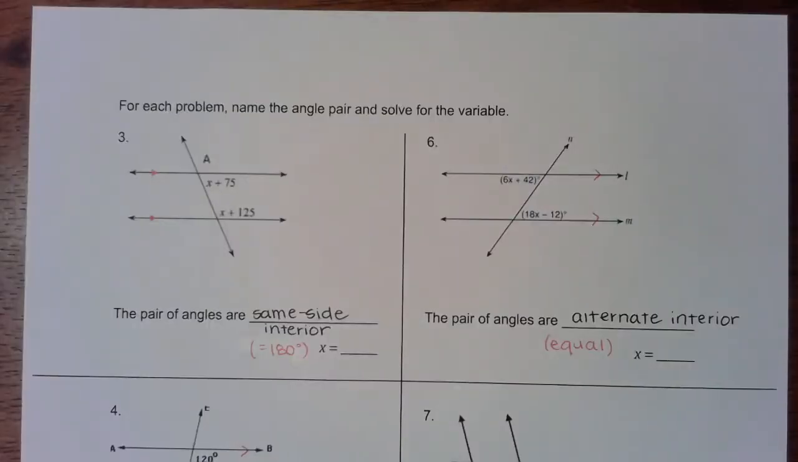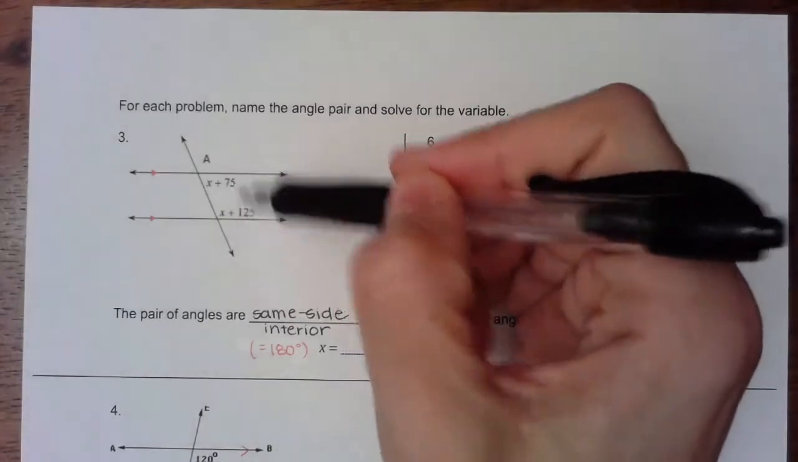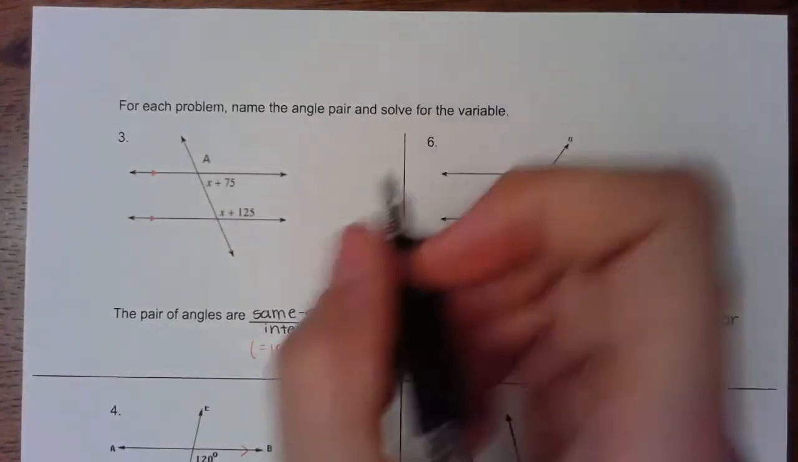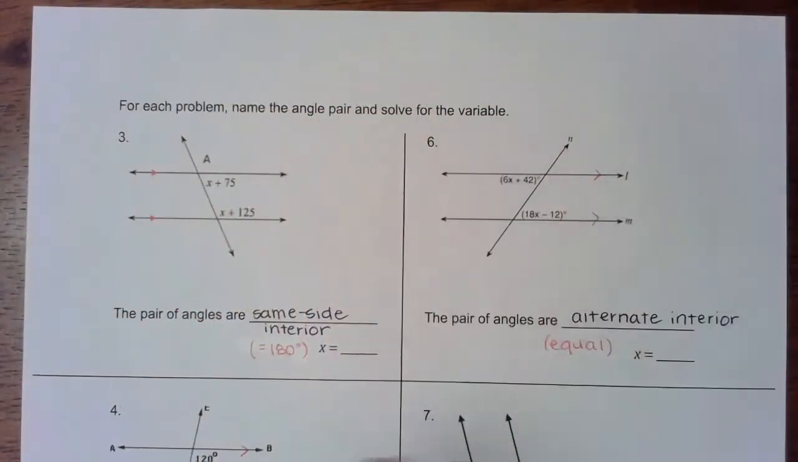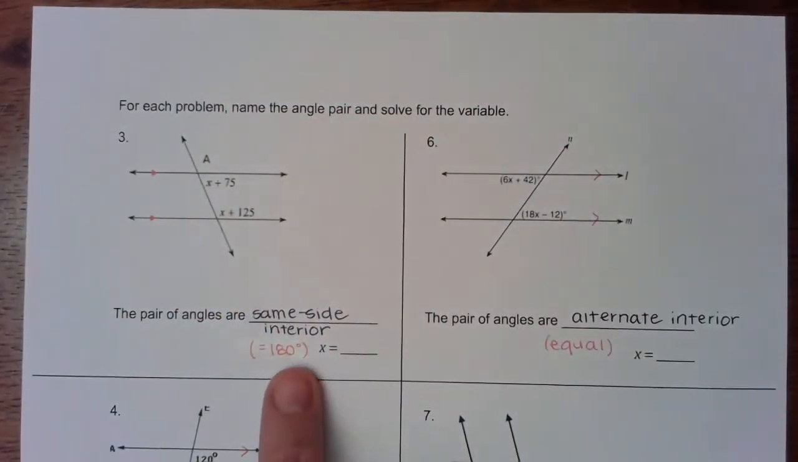On question number 3, these 2 angles are same side interior angles because they're both on the same side of the transversal and they're inside the parallel lines. That means that they equal 180 degrees. They're not congruent to each other. They're not equal to each other.